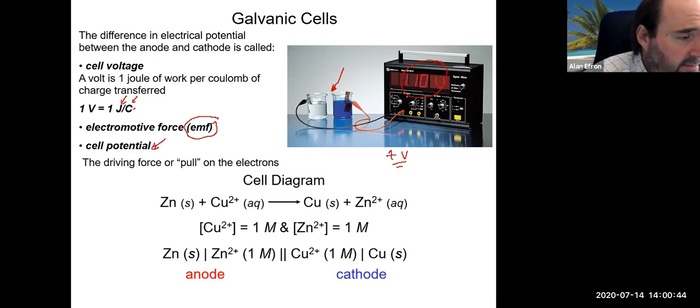So sometimes in problems, you will be asked one of those three things: calculate the cell voltage, calculate the EMF of the cell, calculate the cell potential. And really, they're all asking the same thing. They're just asking for the actual cell voltage, in this particular case 1.1 volts in that example cell in the picture.